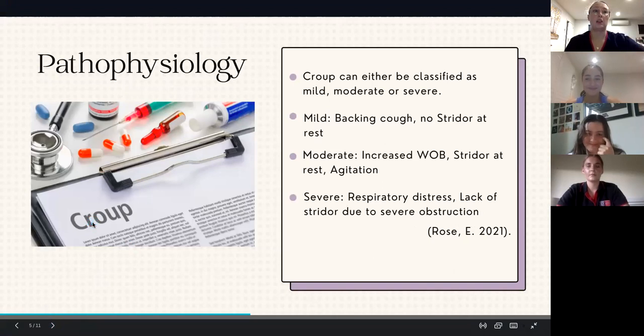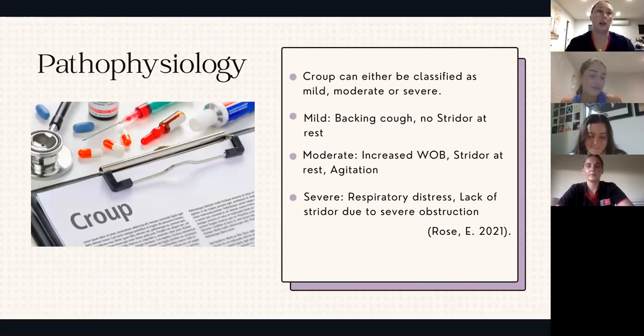So croup can come in different forms. It can be classified as mild, moderate, or severe. Mild is classified by a barking cough, but no stridor at rest. Moderate has an increased work of breathing with retraction, tachypnea, and tachycardia, as well as an audible stridor at rest and worsening agitation. Severe is significant respiratory distress and may also have an altered mental status. Stridor may or may not be present due to respiratory obstruction and limited air movement.